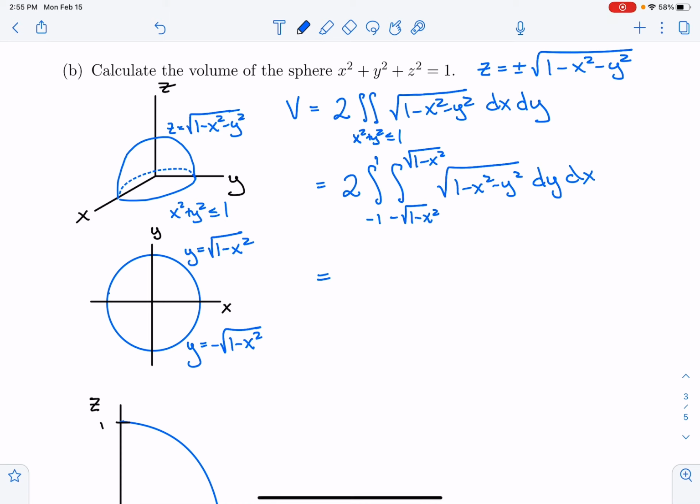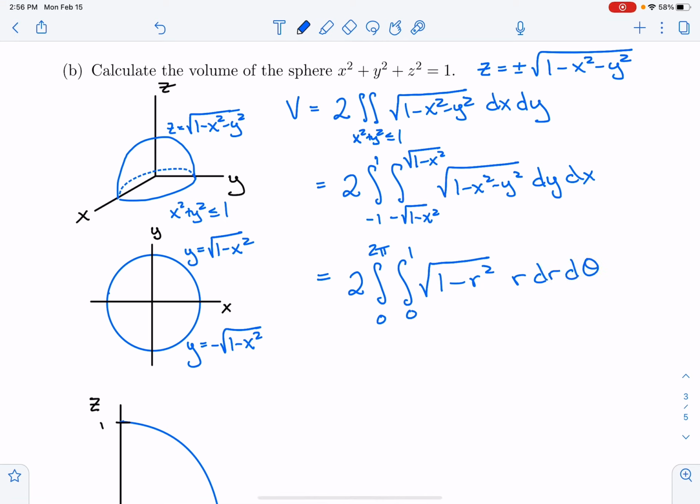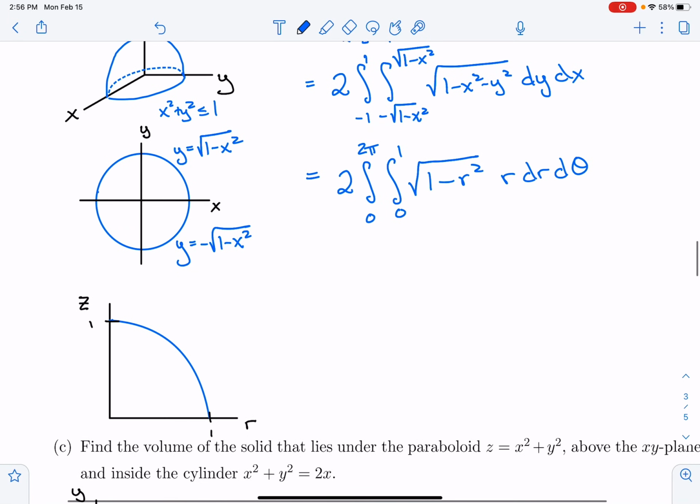Okay, so I'm integrating over a circular region. A circle is going to be a double integral. This is a circle of radius 1, so it's going to go from 0 to 1 in r and 0 to 2 pi in theta. What I'm integrating is the square root of 1 minus x squared minus y squared. That's 1 minus r squared. And then dy dx becomes r dr d theta. Okay, and this is a simpler integral to have to work with.